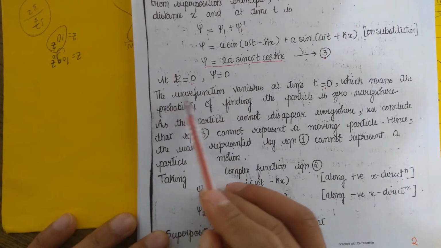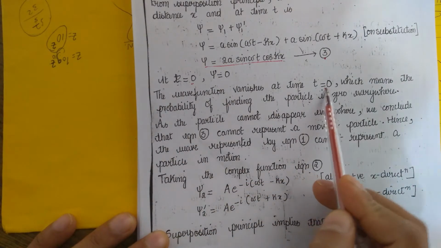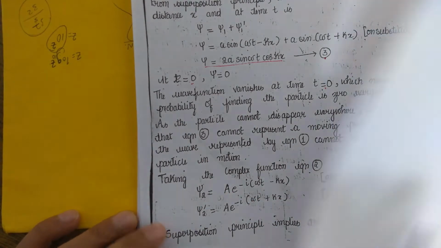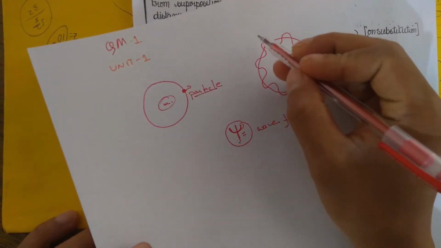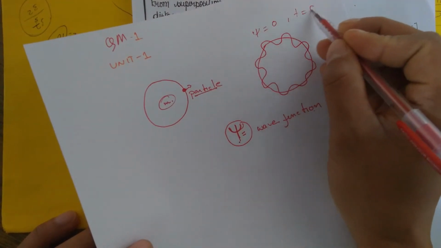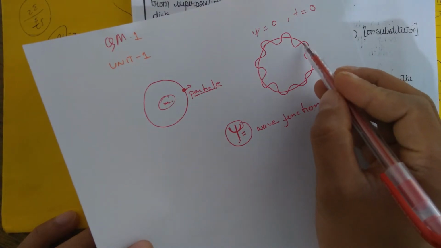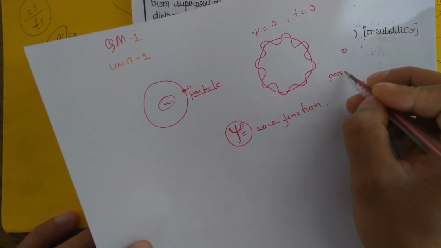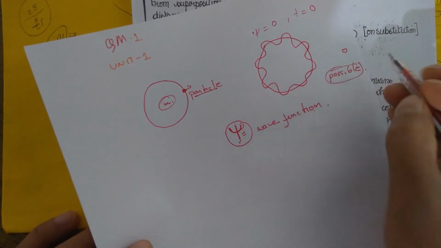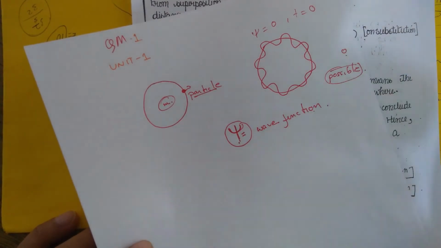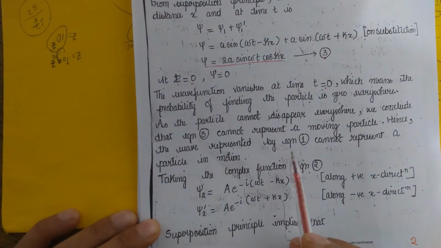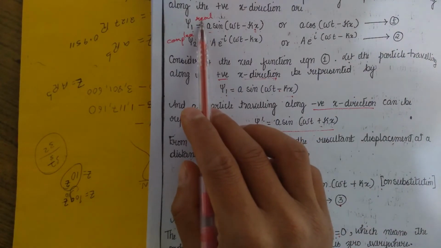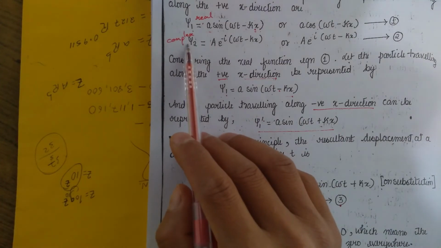But the wave function vanishes at time t equal to 0, which means the probability of finding the particle is 0 everywhere. If the function psi becomes 0 at t equal to 0, it means the probability of finding the particle in this orbit is 0, which is not possible, because the probability cannot be 0 since the particle is there. So in that case, we cannot use this real harmonic function. We are going to test the complex harmonic function.